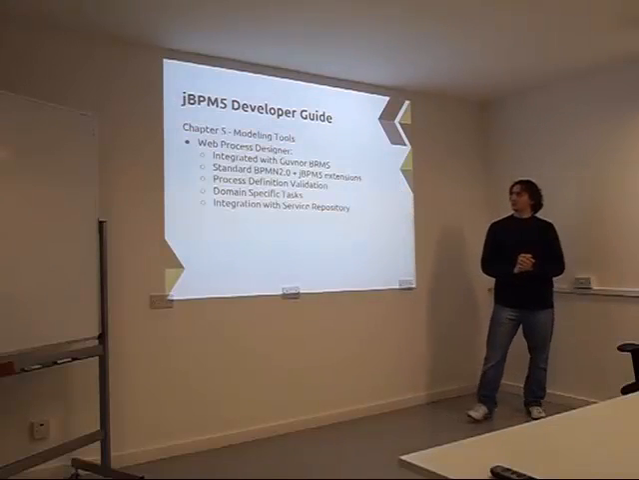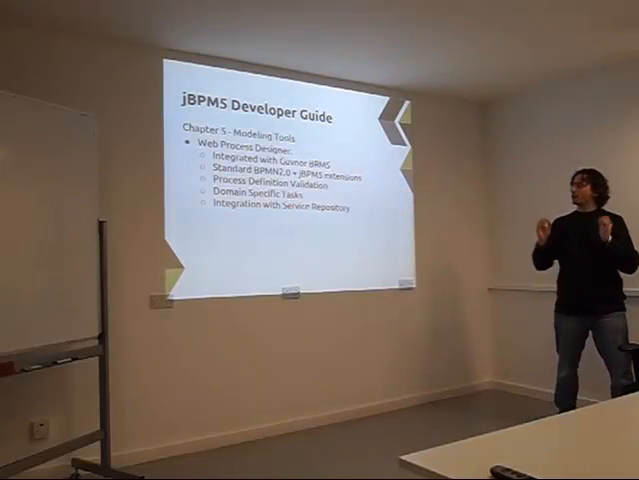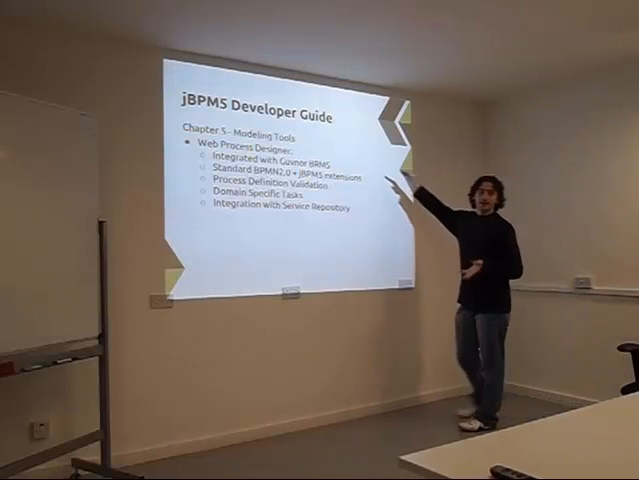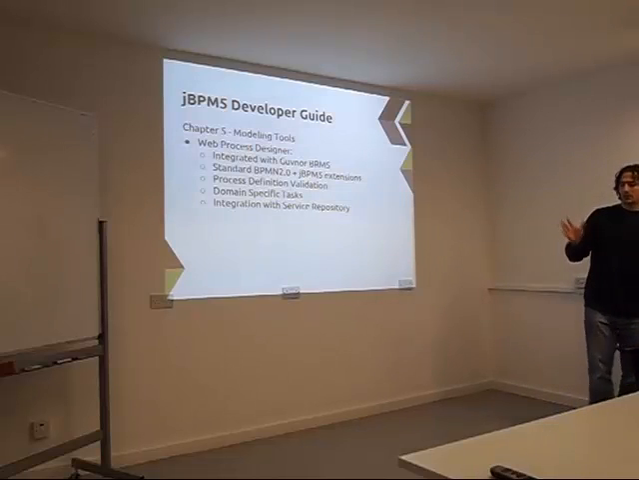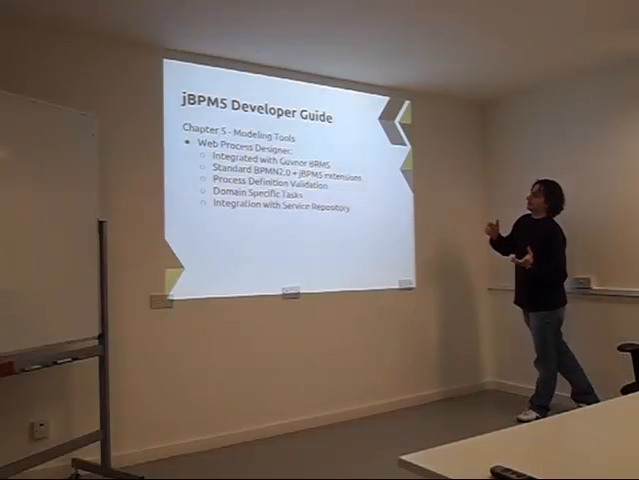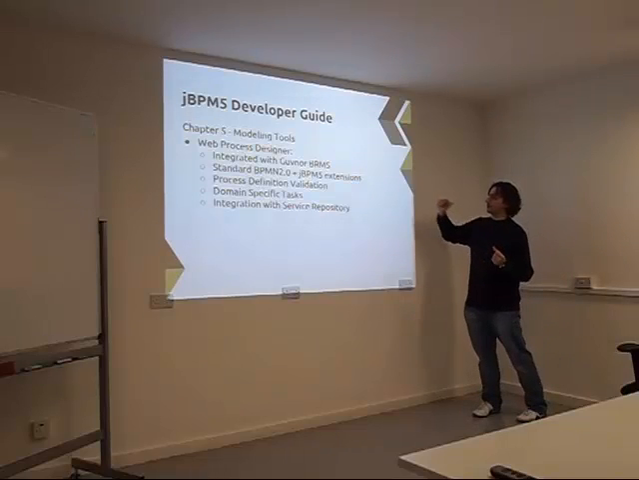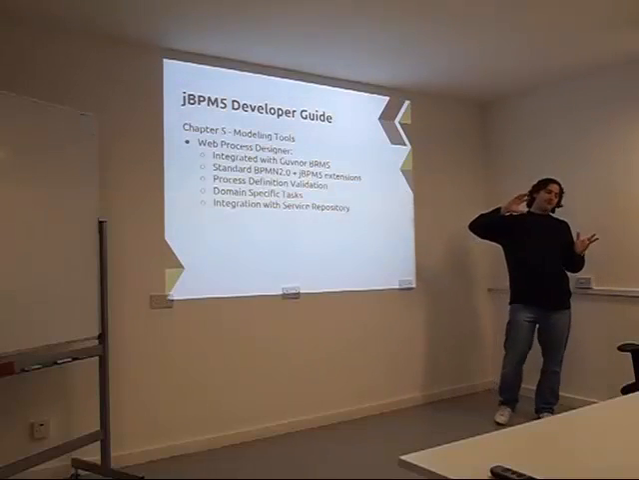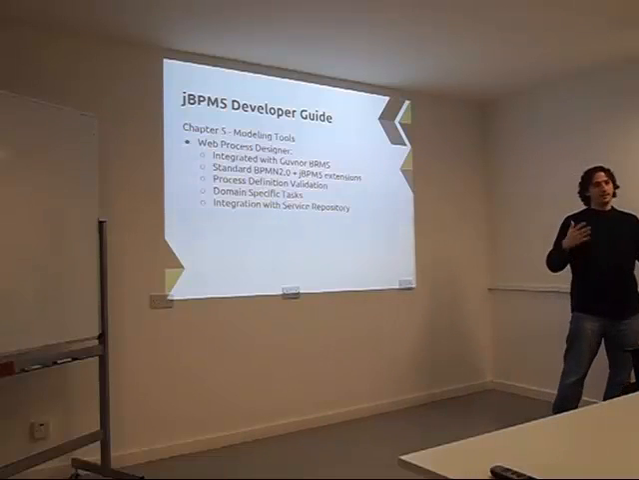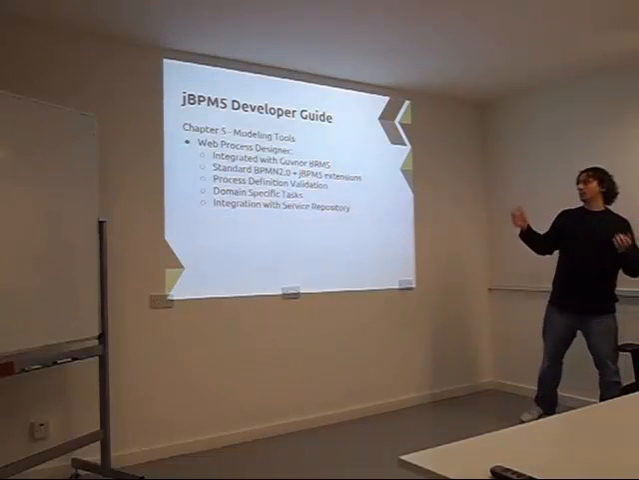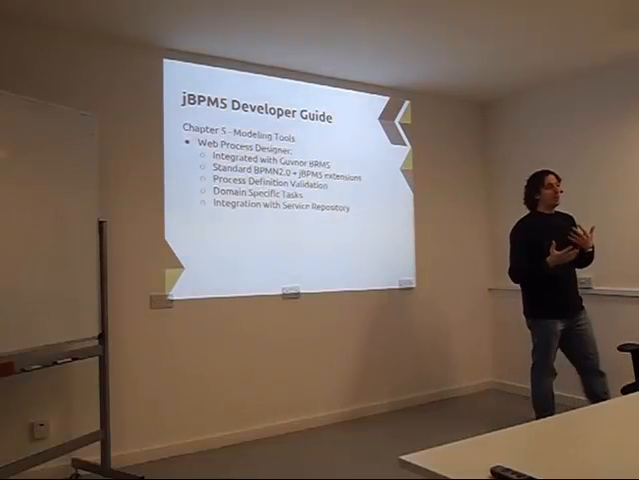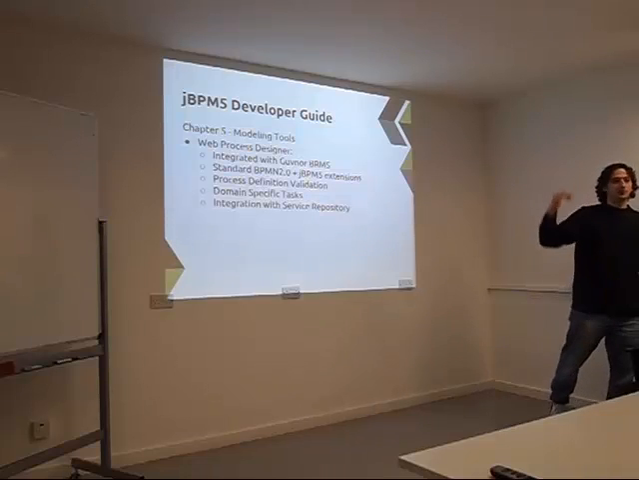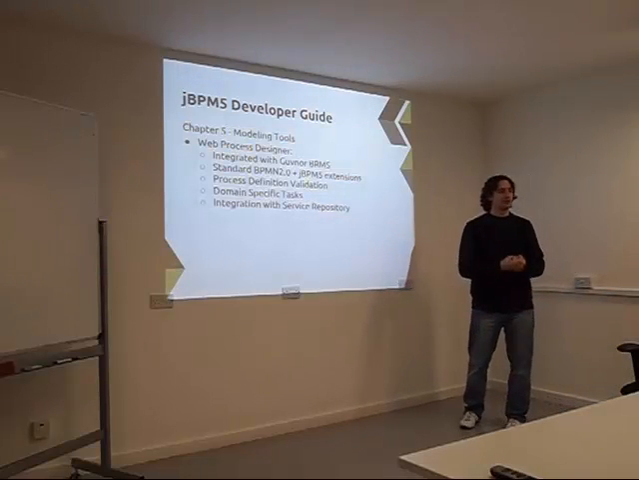Chapter 5 is specifically focused on the web process designer. So what we did in this chapter was to get one of the process examples that we had before. And in this chapter you will find a step-by-step tutorial on how to build a process from scratch using the web process designer. Because it could be kind of tricky, most of all with the different attributes that you have for the different nodes that you could use in your process.